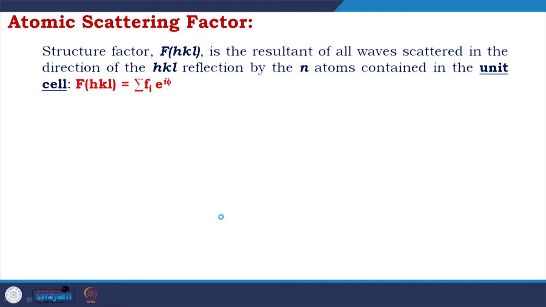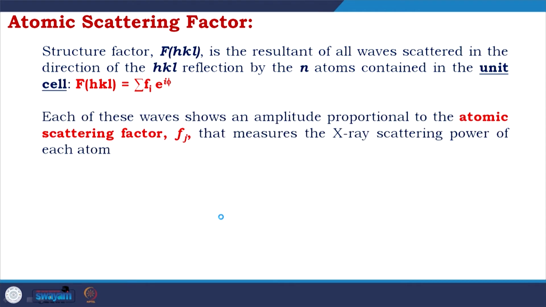Atomic scattering factor, the structure factor FHKL is the resultant of all waves scattered in the direction of the HKL reflection by the n atoms contained in the unit cell, as I talked about. FHKL equals the summation of Fj e to the power i phi. Each of those waves shows an amplitude proportional to the atomic scattering factor Fj, which measures the X-ray scattering power of each atom.